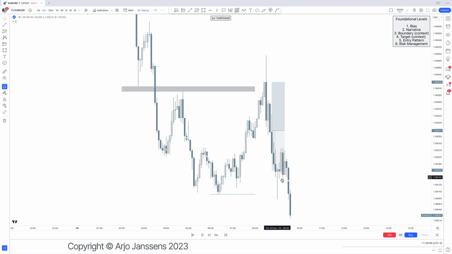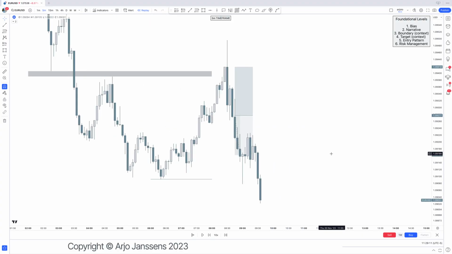So what do we target right here? Ideally, first checklist, ideally a 1 to 2 within the context. This is the context. Do we have a 1 to 2 within the context? No. Okay, we can understand this, as in, this trade is still valid. I would still take this trade.